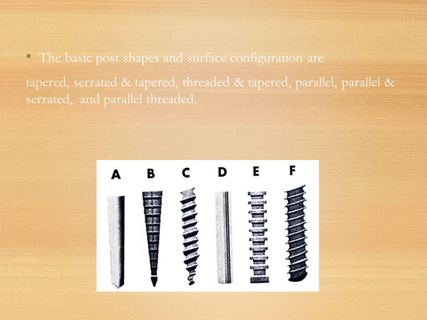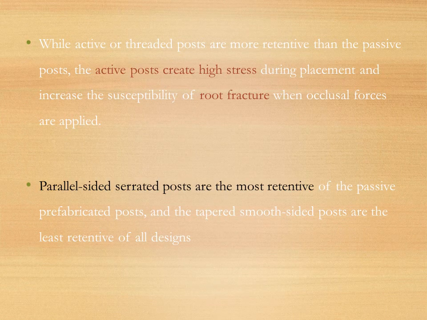So these are the various designs which were available. We had the tapered, the serrated and tapered, the threaded posts, the parallel posts, the parallel and serrated, and the parallel and threaded. So what we prefer now is the parallel and tapered. So it is parallel for more than 2/3 of the length of the post, and just at the apical 1/3 of the post, it is tapered to conform to the anatomy of the root canal. So it is nothing but a mimic of the natural anatomy of your root canal.